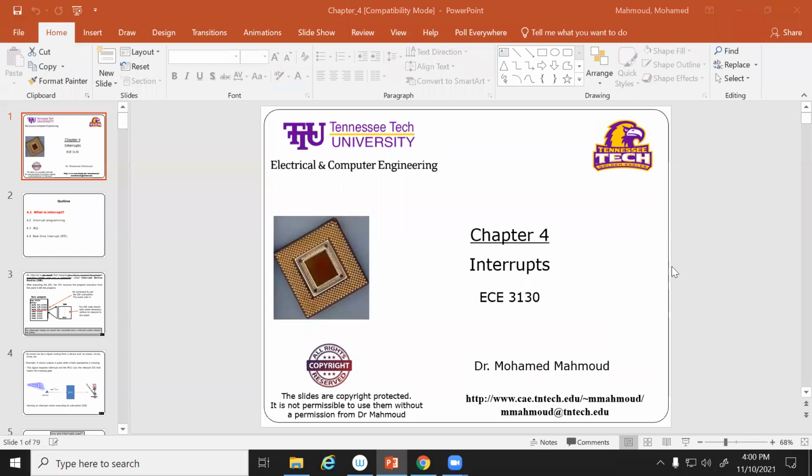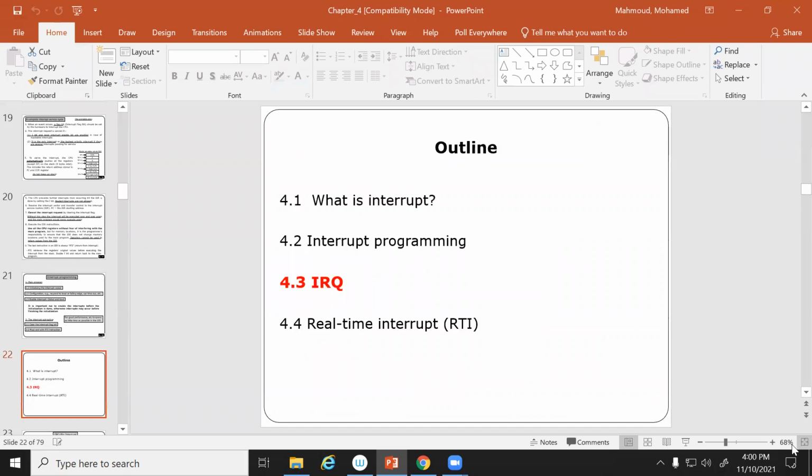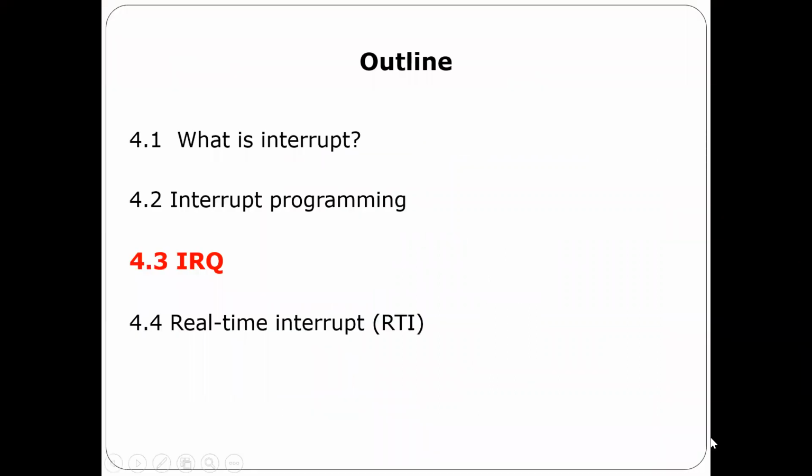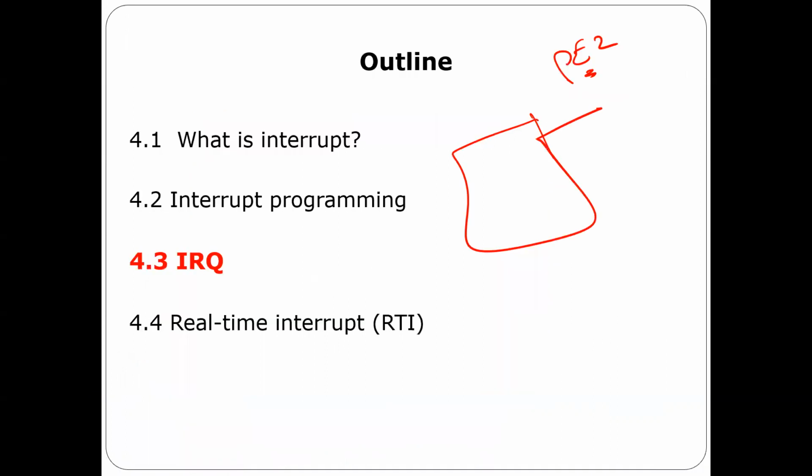So last time I started to teach a second kind of interrupts, RTI. Very simply, what is the difference between IRQ and RTI? In IRQ, as I explained last time, you have an external pin, which is PE1, port E, pin number 1. Every time there is a falling edge coming, or zero, depending on how you program it, you are going to have an interrupt.